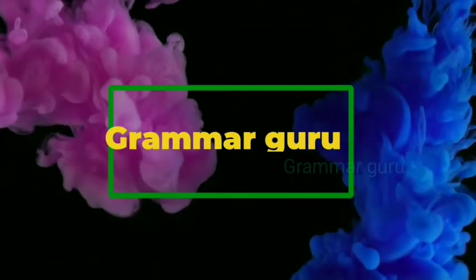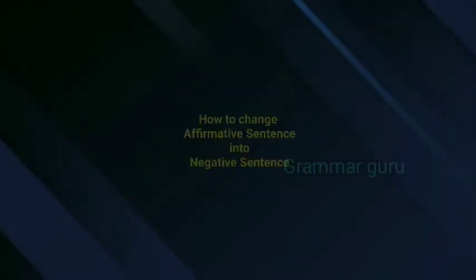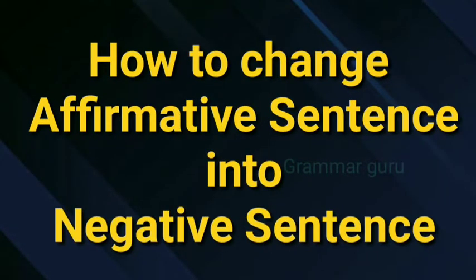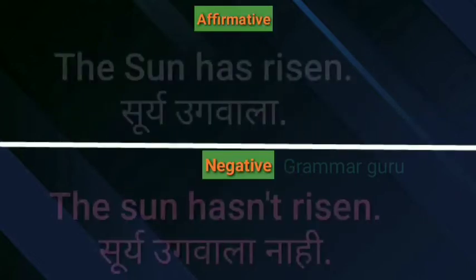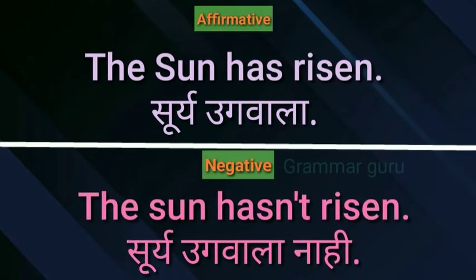In this video, we are going to learn how to change affirmative sentence into negative sentence. So let's start. The sun has risen. The sun hasn't risen.